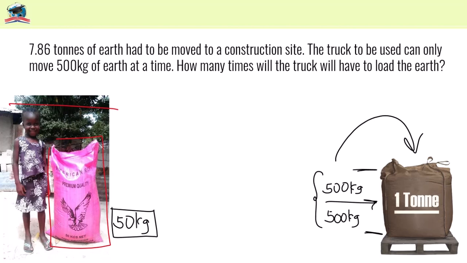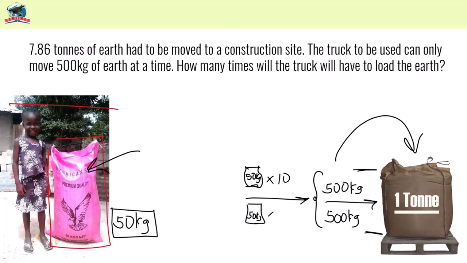Now, for this 500 kg, if you take this bag of rice here, let's just try to draw it. This bag of rice here, which is 50 kg, you multiply it by 10. Oh my, if you multiply by 10, it's going to give you 500. That's for the one at the top there. And the one at the bottom, you take the same bag of rice, which is 50 kg.